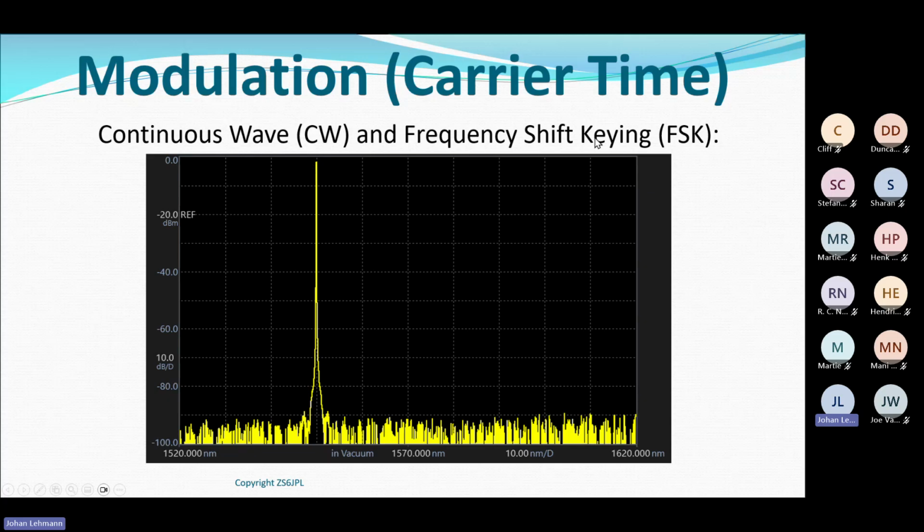If it was an FSK signal, this line would jump to, for example, there, and it would jump back. So it would jump continuously between this line and this line, depending on if I'm true or not true. But the line would look exactly the same as the CW line, a single, nice, thin little line.